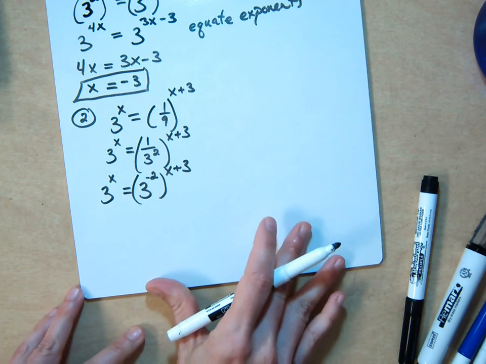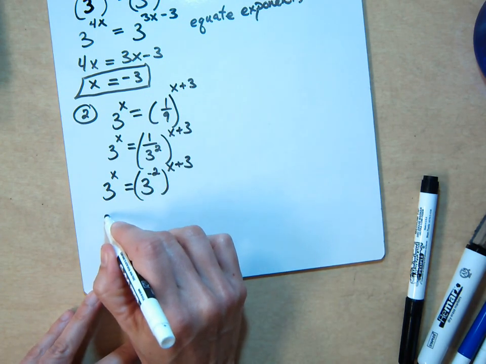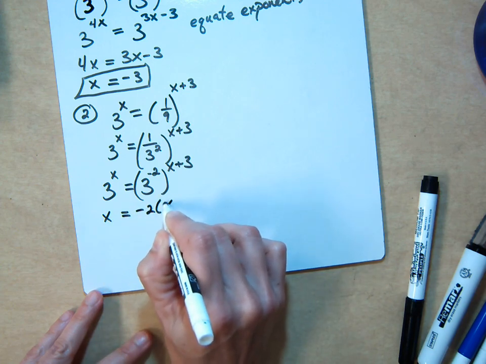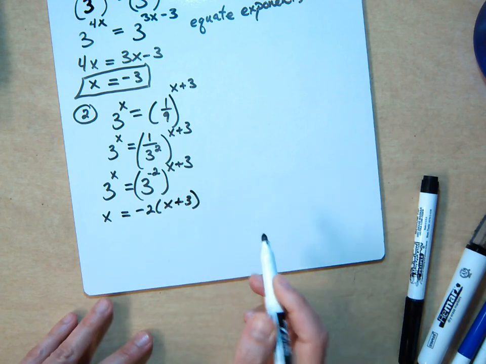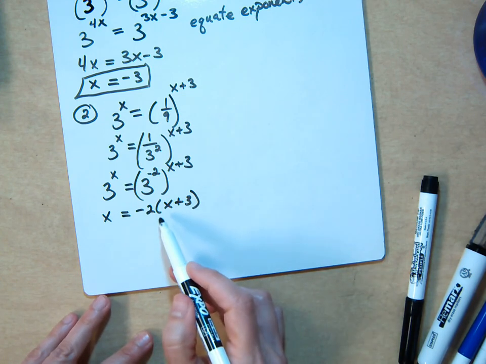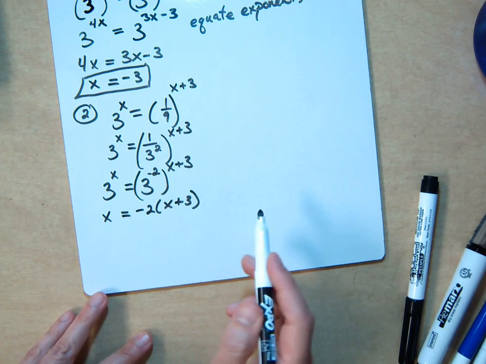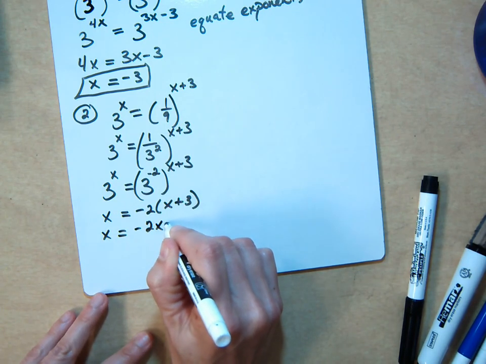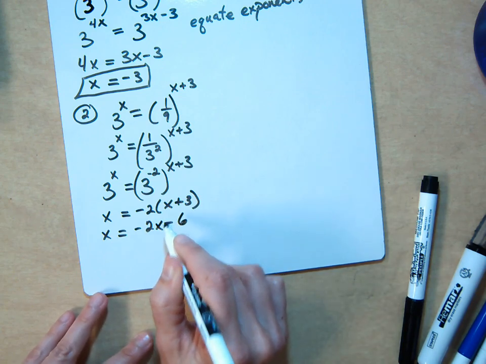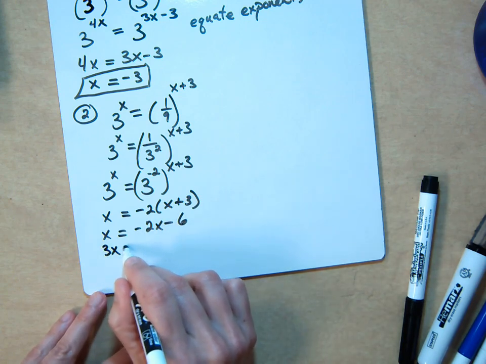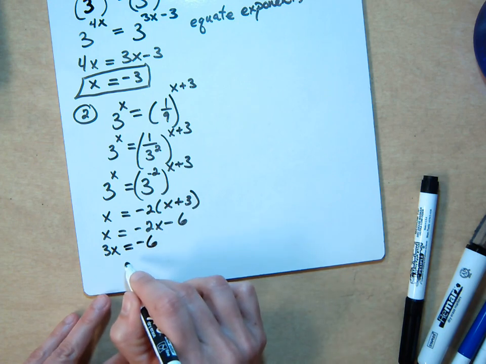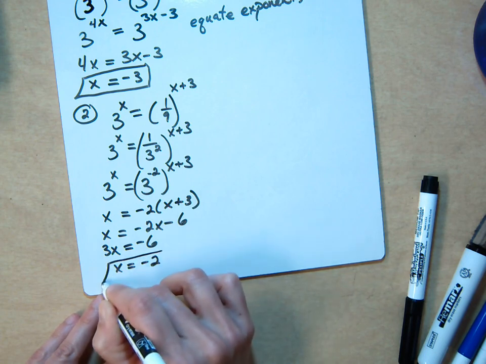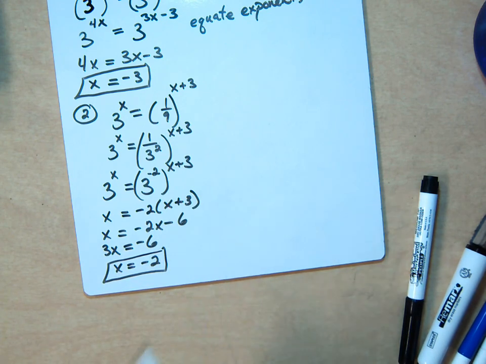We don't need those anymore. So we just equate the exponents again. Same strategy. So x equals -2 times x plus 3. And then we distribute the -2. -2x minus 6. And then add 2x to each side. Divide by 3. x equals -2. So that's the first part.